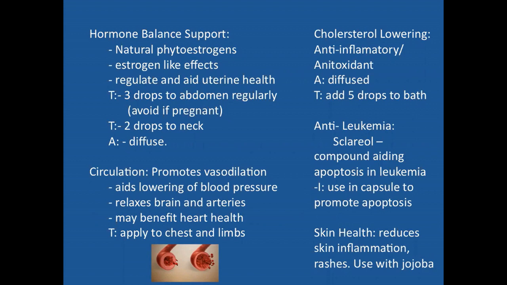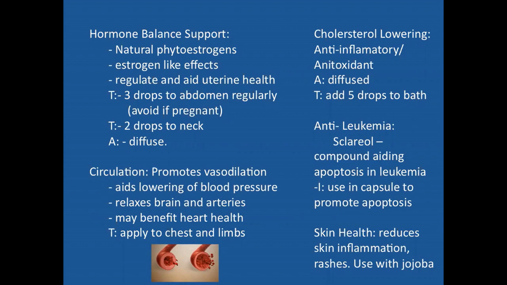Can regulate and aid uterine health. So topically, 3 drops to the abdomen on a regular basis unless you're pregnant. So you want to avoid that if you're pregnant. Topically, again, you can put 2 drops to the neck or diffuse it in the room for helping to just maintain hormone balance and support.